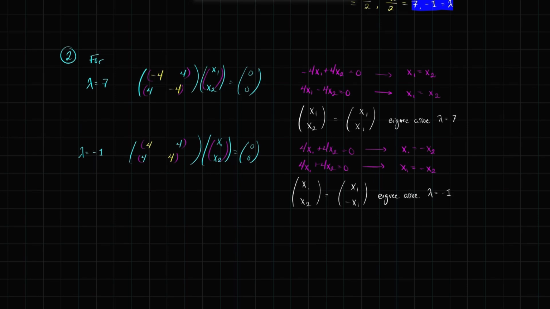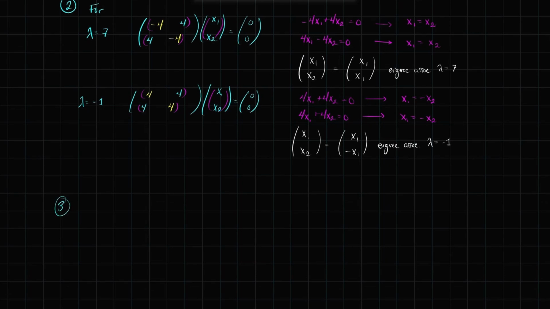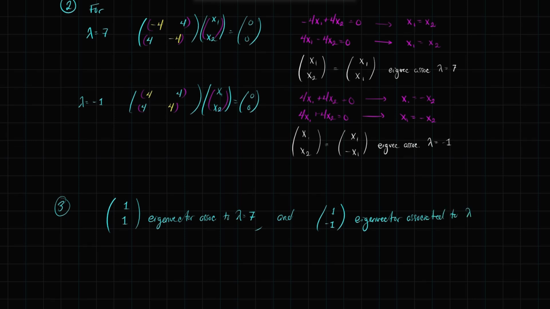In step 3, I go ahead and let both of my x1s be 1 everywhere, and I recover 1, 1 as my eigenvector associated to lambda equals 7. And I recover 1, negative 1 as my eigenvector associated to lambda equals negative 1. And that's all I have. Pretty straightforward, although it is one of the more complicated calculations of the semester and also one of the more important. Fairly straightforward, so I hope you enjoyed those. See you in the next one. Bye.